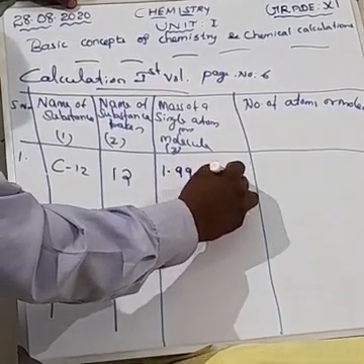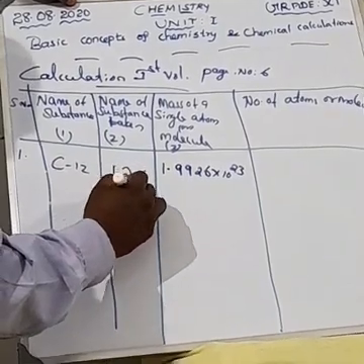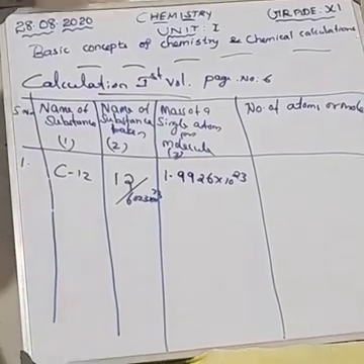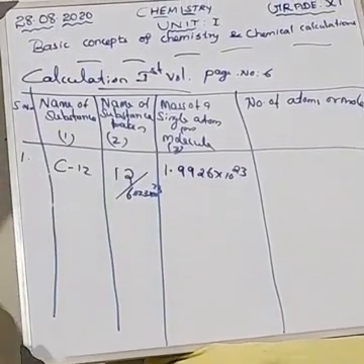9926 into 10 raised to 23. If you have 12 divided by 6.023 into 10 to the power 23, we are multiplying, we get 1.9926. This value we get.